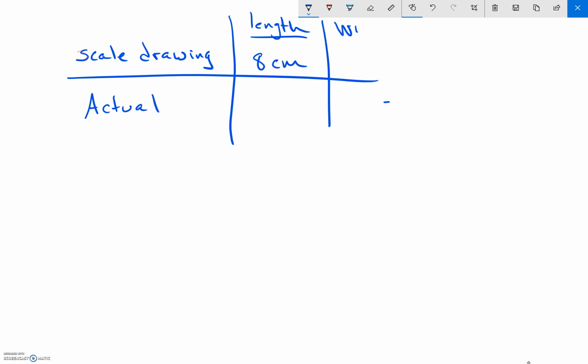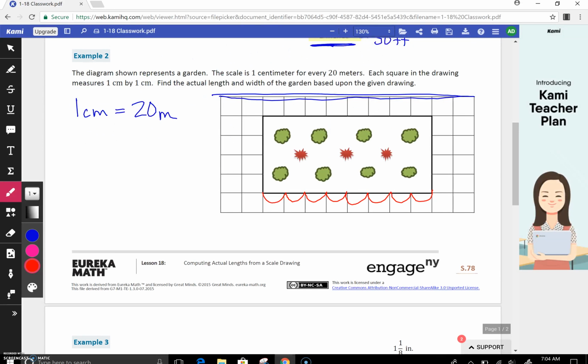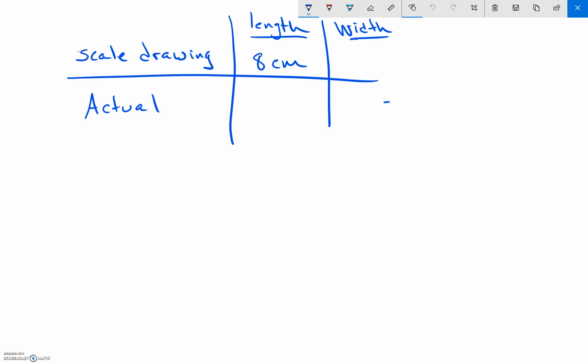And its width, let's count. 1, 2, 3, 4. So we have a length of 8 and a width of 4 centimeters in the scale drawing.